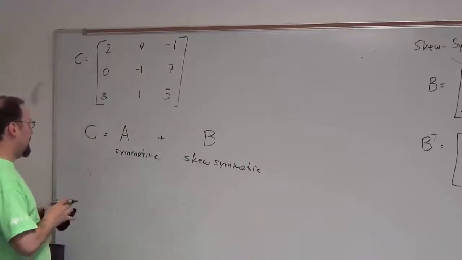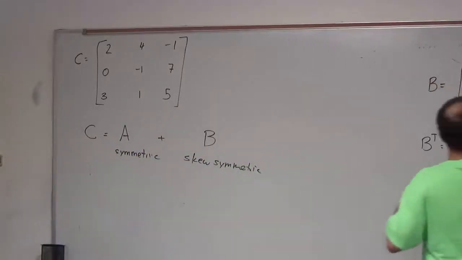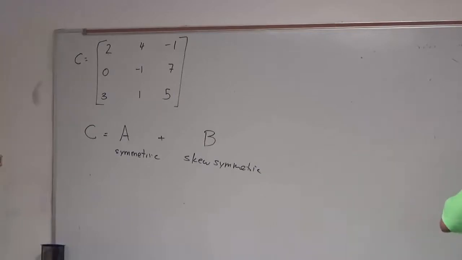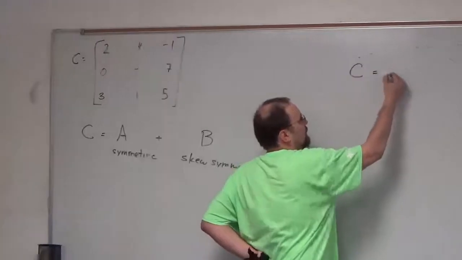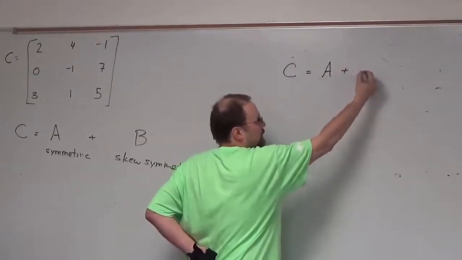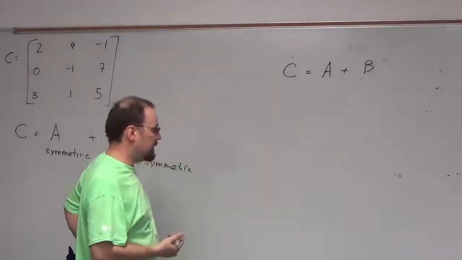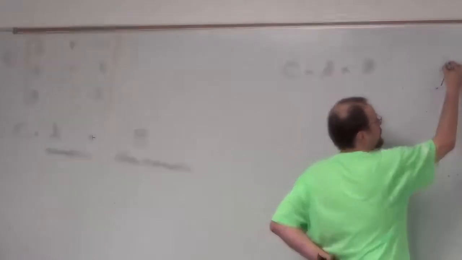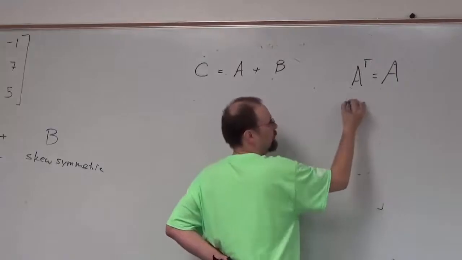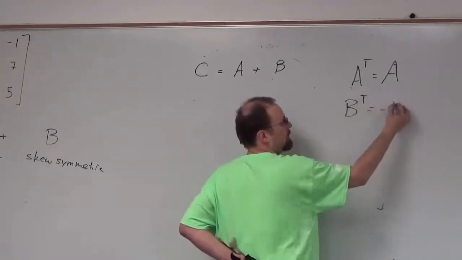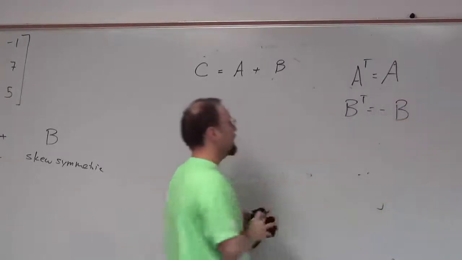So how would we define such matrices? Is it possible? Well, we're just going to use properties of transposes to help us define these matrices. We want C to be equal to a symmetric matrix plus a skew symmetric matrix. And we want to take advantage of the defining properties: for a symmetric matrix, the transpose is equal to itself; for a skew symmetric matrix, the transpose is equal to the negative of itself.